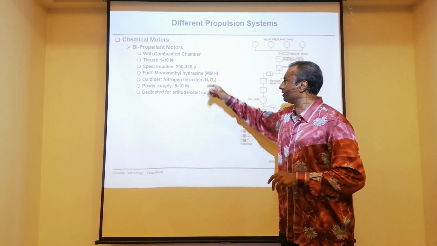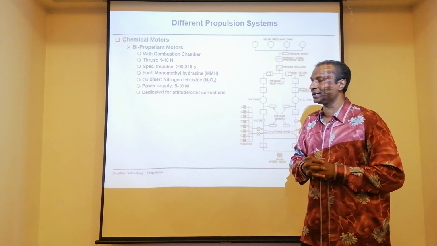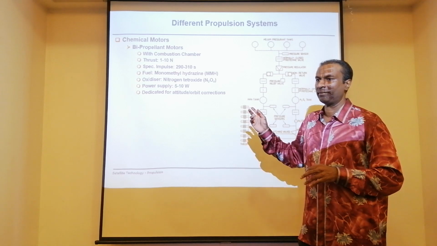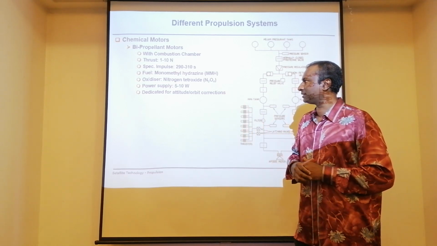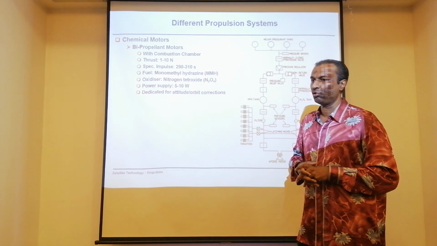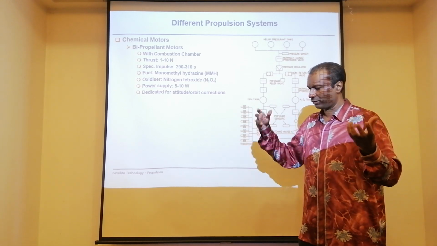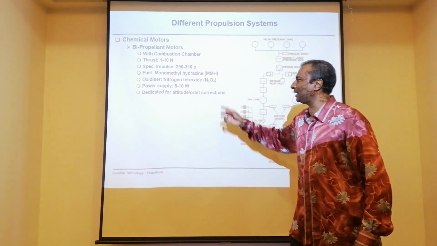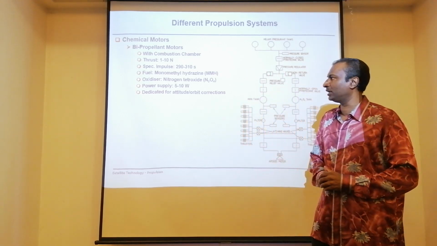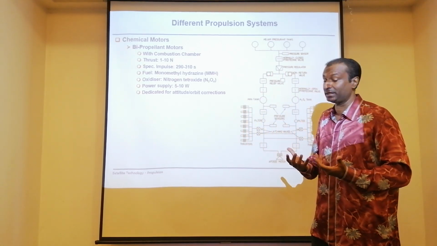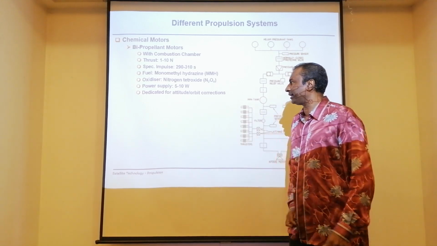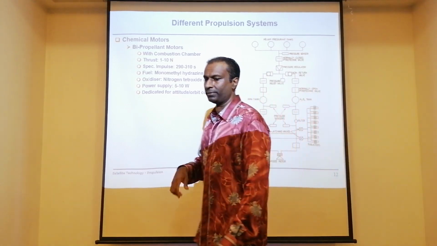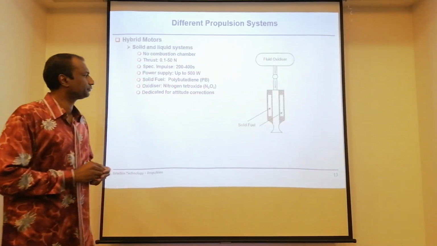Then what about the fuel? The fuel option that we have is monomethyl hydrazine, a very typical fuel in satellites. A lot of satellites are flying with MMH. And for the oxidator, you will have nitrogen tetroxide, N2O4. So you have a fuel, you have an oxidator. They are in different tanks. They will be put together. Okay. Then you need the power, 5 to 10 watt. Why? To heat up the fuel, heat up the actual burning process. Dedicated for altitude or orbit correction. Now, this bipropellant is very common in satellites. Go on.